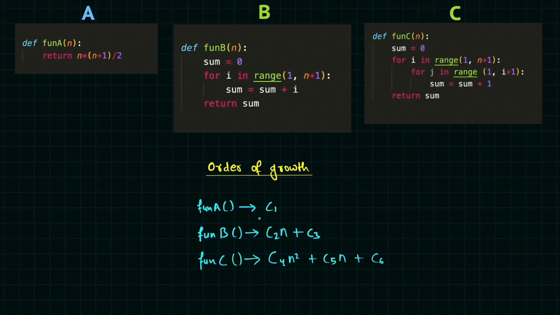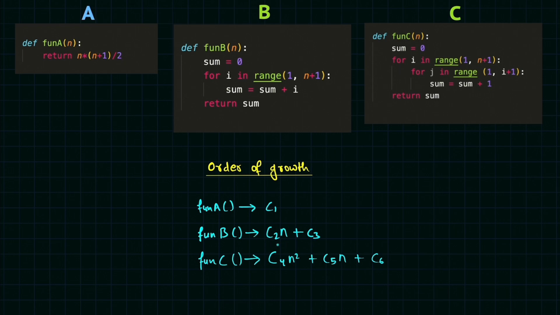We write it C1. C1 is any constant and its value depends on the speed of the machine and the programming language used. Now let's look at function B. Here the function has a fixed number of operations like initialization of sum to 0, returning of sum, and also it has a loop running that goes from 1 to n. The expression sum equals sum plus 1 inside the loop will run n times. So we say that this function is dependent upon n. So the larger the value of n, the more times sum equals sum plus 1 will be executed. So we can write the order of growth of function B as C2n plus C3.